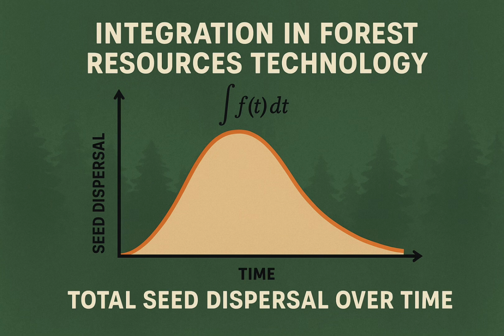So let's recap that for you, the listener. This dive shows how integration, a concept from calculus, becomes a really practical tool in forest resources technology. Yeah, it lets people take something dynamic, like seeds dispersing at ever-changing rates, and quantify the total result over time, which gives them solid data for managing forest health and planning for the future. It's a really neat example of abstract math solving concrete environmental problems. It connects those dots beautifully.